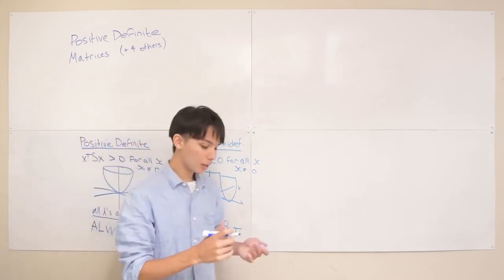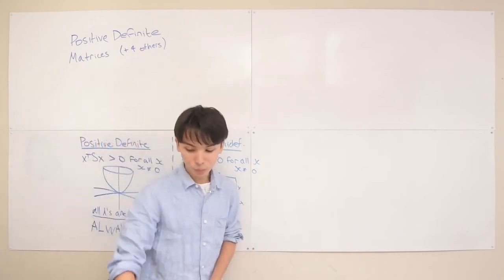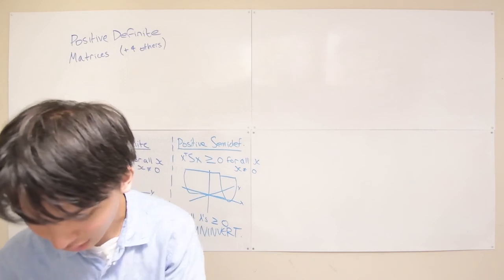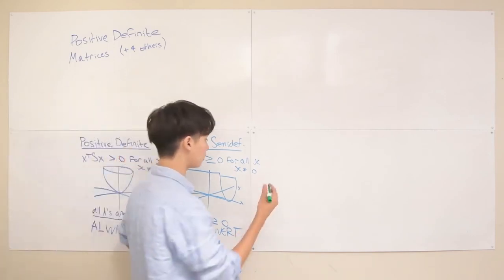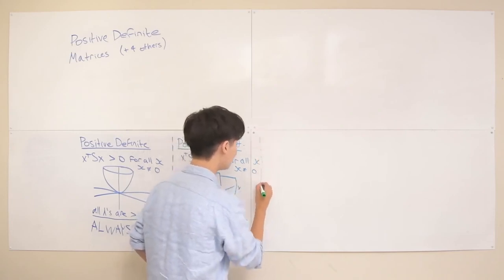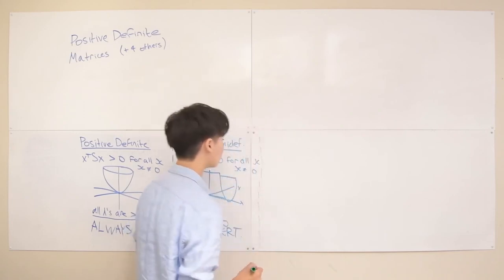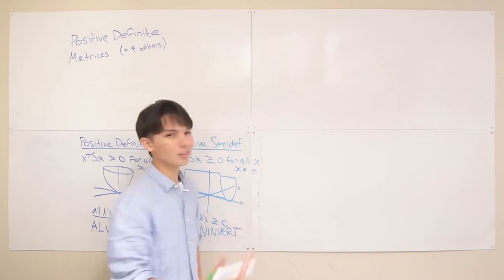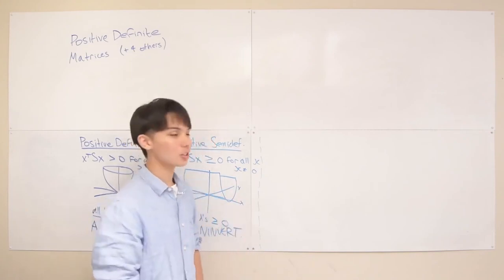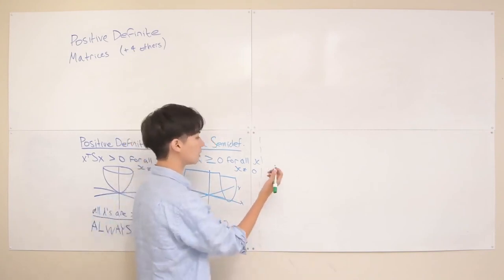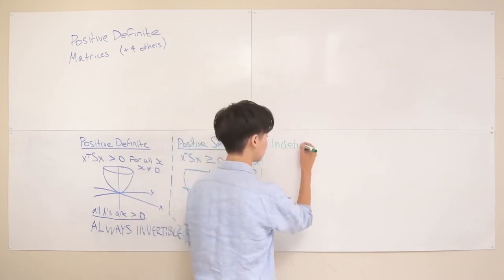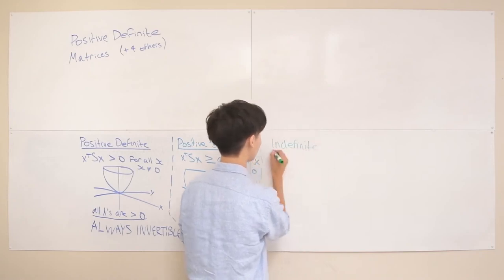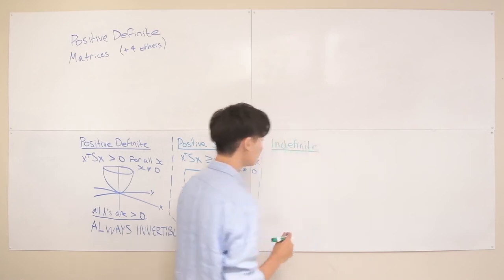Okay, so now we're going to move on to the weirdo middle child of this matrix family, which is the indefinite matrix. So I'm going to do this in green. So the indefinite matrix. This is a weird one, and it's probably the least important, but I'm going to tackle it just for the sake of completeness. So indefinite. Maybe you can already guess where this is going.